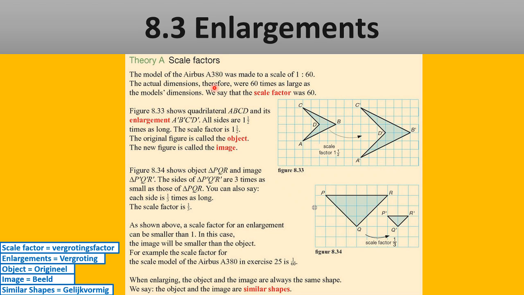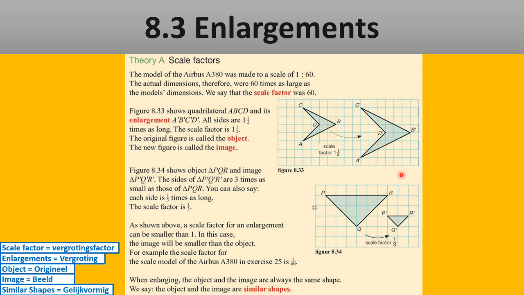That means that the actual dimensions, so in real life, are 60 times as large as in the model's dimensions. Then we say the scale factor, mijn vergrotingsfactor, is 60. It becomes 60 times as large. So my scale factor can be positive. For example, here on the right, we have a scale factor of 1.5 being applied to this figure. That means every dimension, every line in this figure is going to be 1.5 times as big.